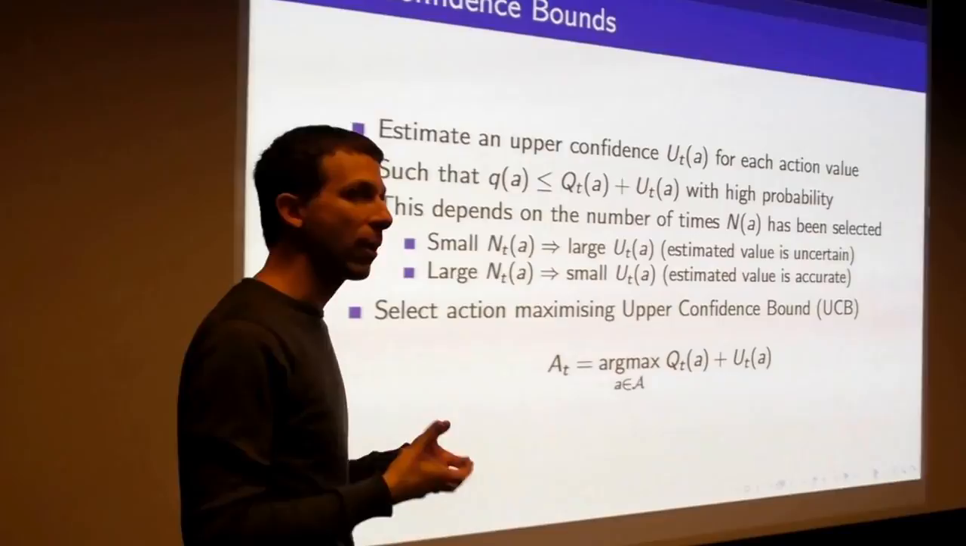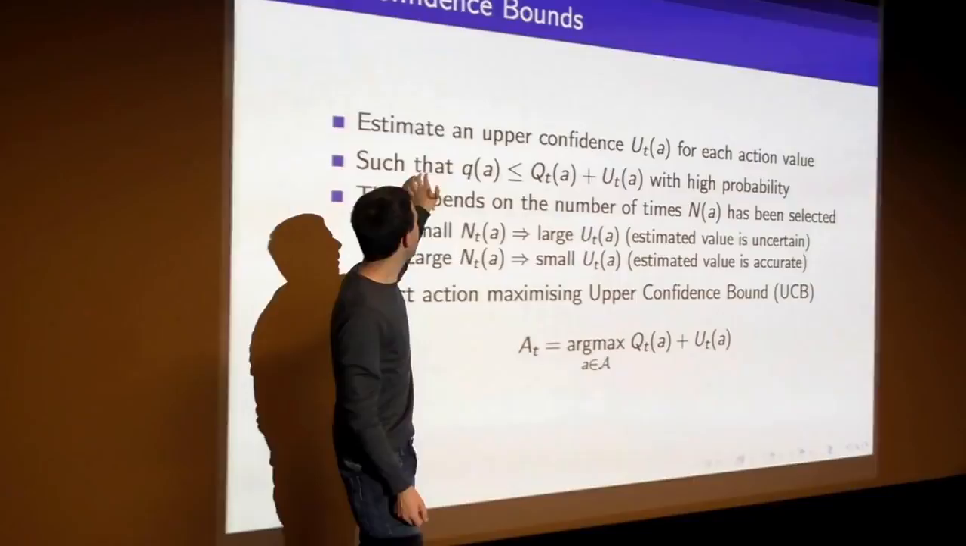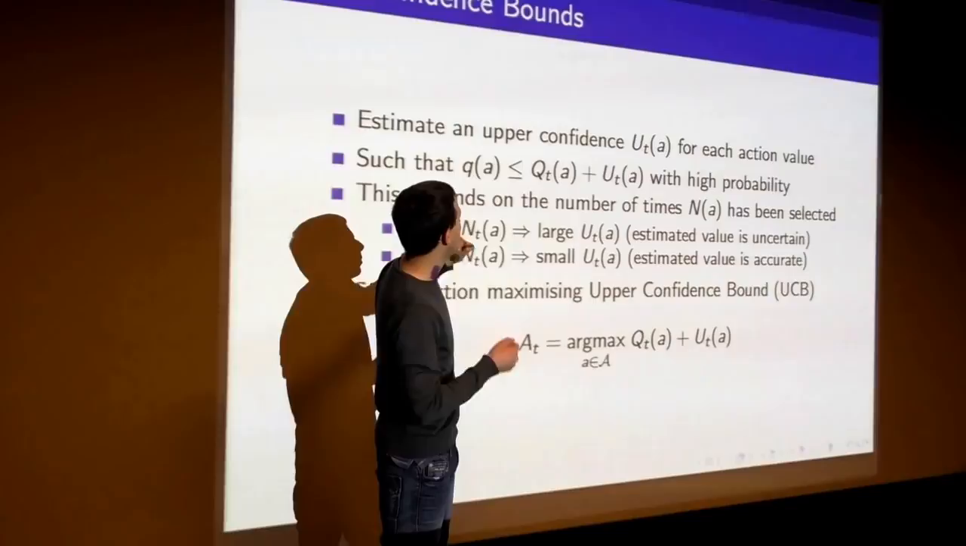So that basically means we're going to pick the one where the true action value, Q(a), we want to pick something where we're really confident that the true value is less than our upper confidence bound.